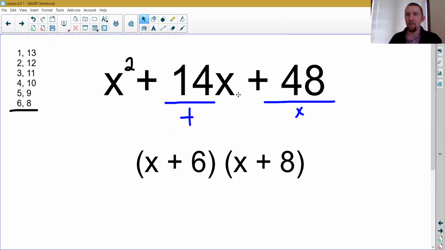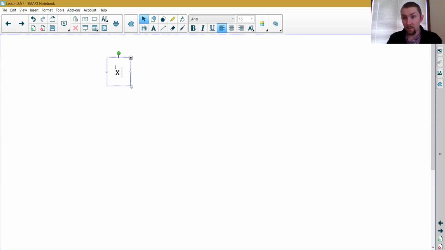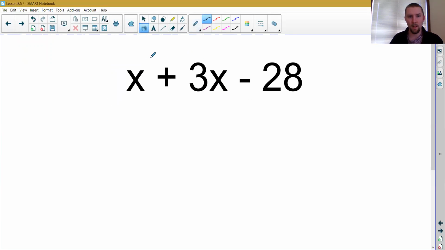All right, so this is the type of questions we're going to be trying to ask ourselves to figure out what numbers go in these spots to make my factored form, okay? Now, this does get slightly trickier if we have a polynomial that has some negative signs. Okay, so let's look at an example like this. Let's go x squared plus 3x minus 28. Okay, x squared plus 3x minus 28.